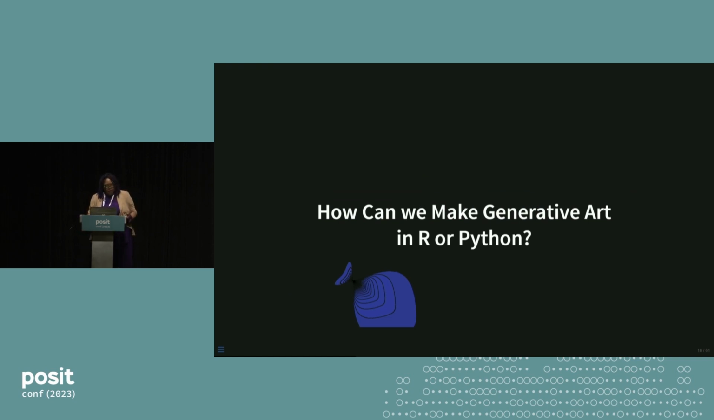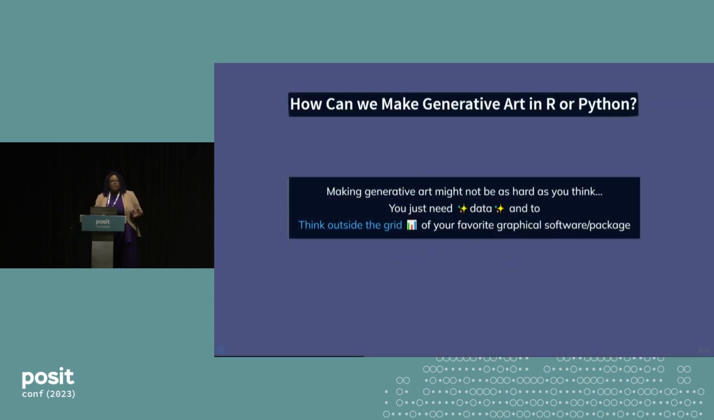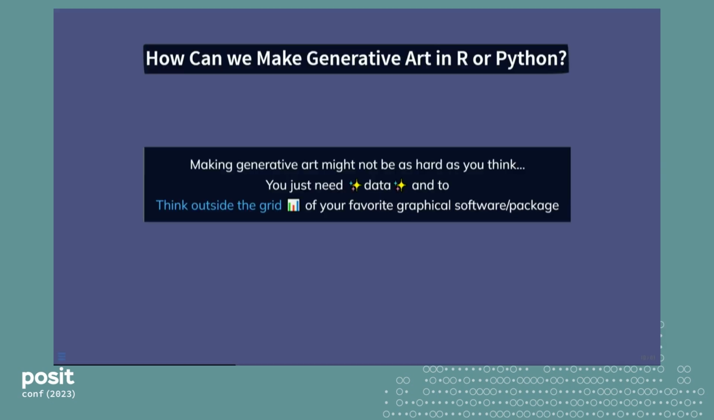So it's safe to say we probably have some data people in here, and that some of you have probably created visualizations with R or Python. So if you know how to make visuals in this manner, you are already so close to making generative art. It really might not be as hard as you think. You just need the data and the ability to think outside the grid, if you will, of your favorite graphical software or package.